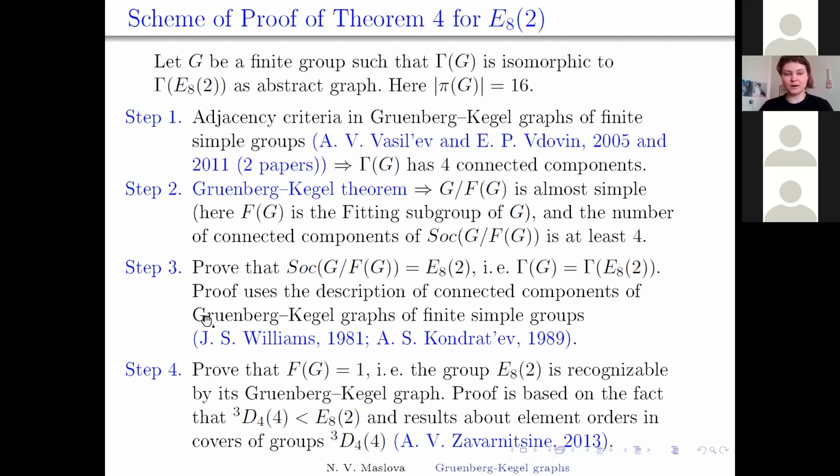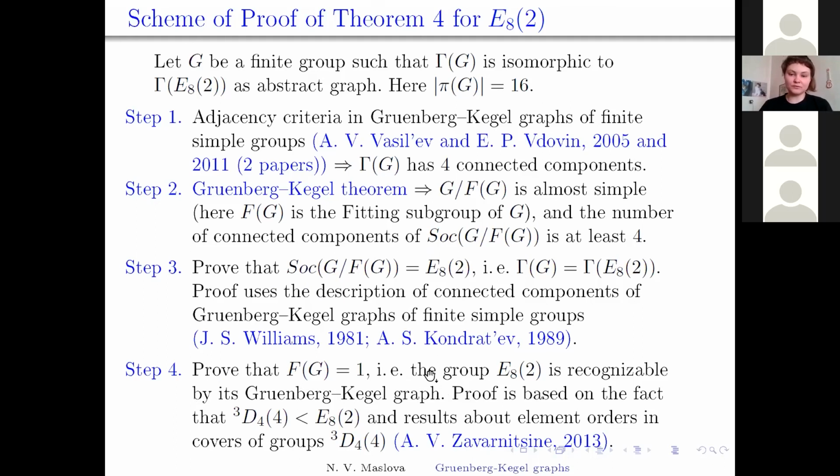These results are by Williams and Kondratiev, and we take all the groups and, using some reasoning with degrees of vertices and some rather complicated group theoretical reasons, we prove that the quotient G by F(G) is forced to be equal to E8(2). And in the final step, we prove that F(G) equals 1. It means that E8(2) in particular is recognizable by its Gruenberg-Kegel graph.